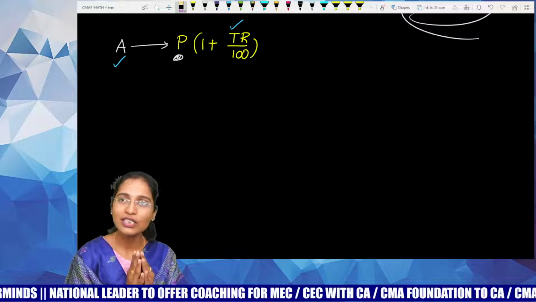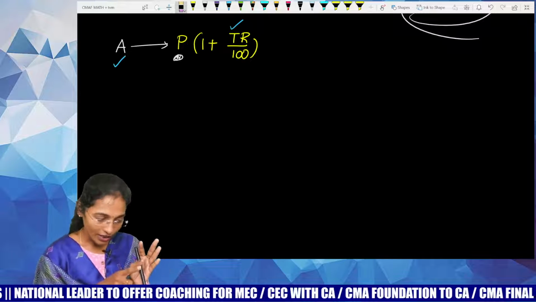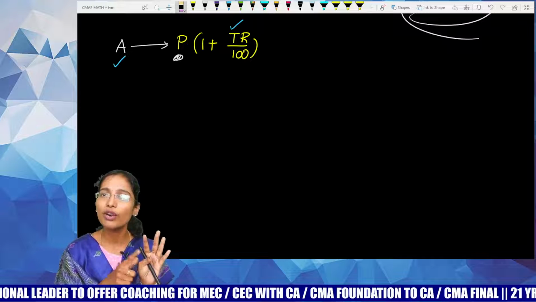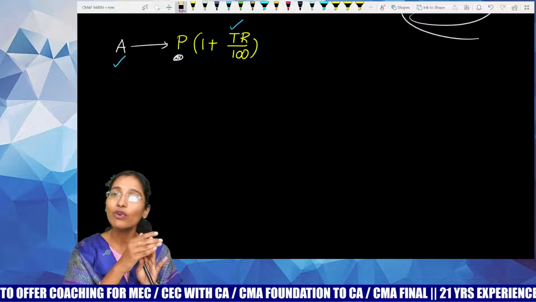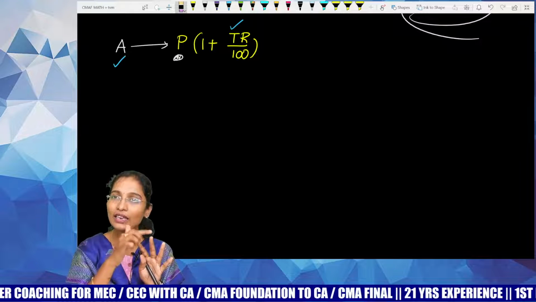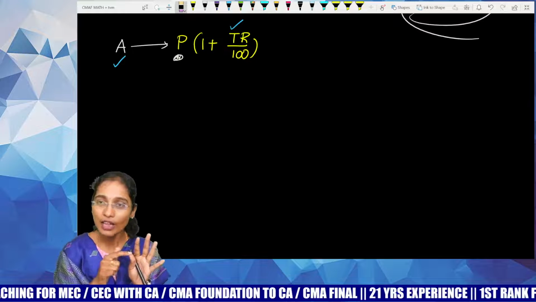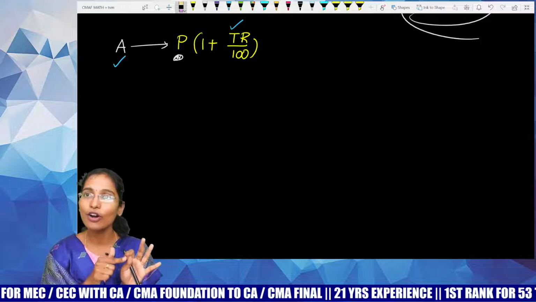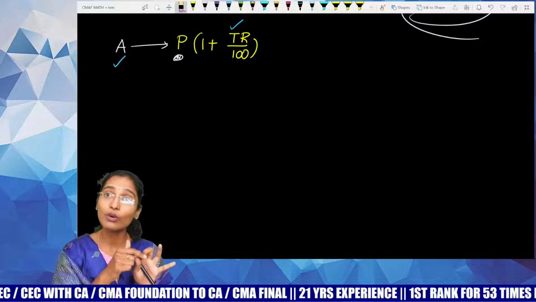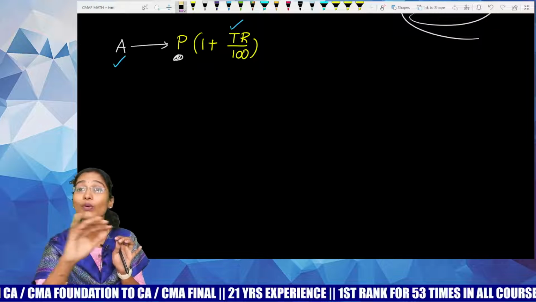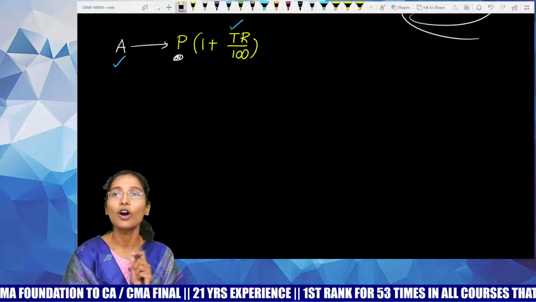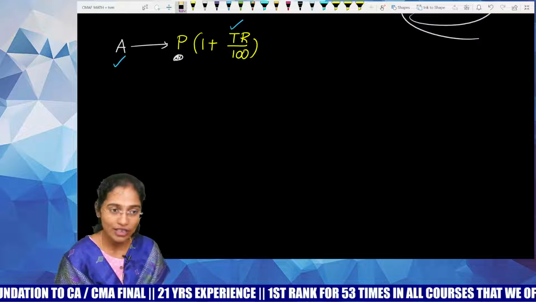The simple logic is this one, guys. He is talking about amount. What is the formula for amount? A equal to P of 1 plus TR by 100. What are all the 4 values that are here? A, P, T, R. A is available in the question. P is available in the options. T is available in the question. R is available in the options. Means all the 4 terms are covered in the question along with the options. So, option verification is possible.